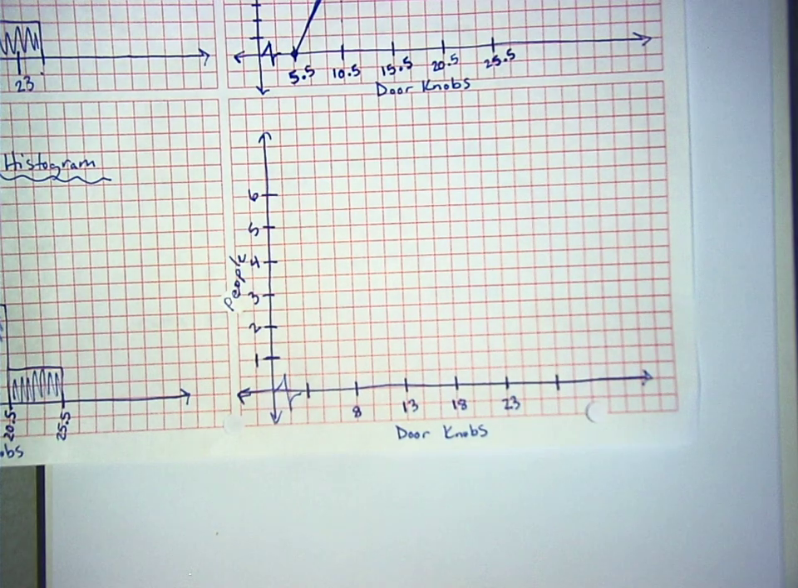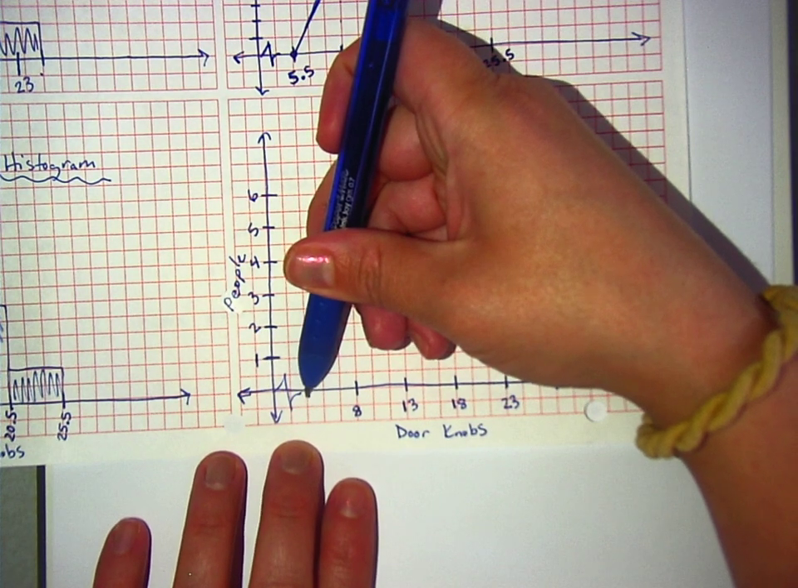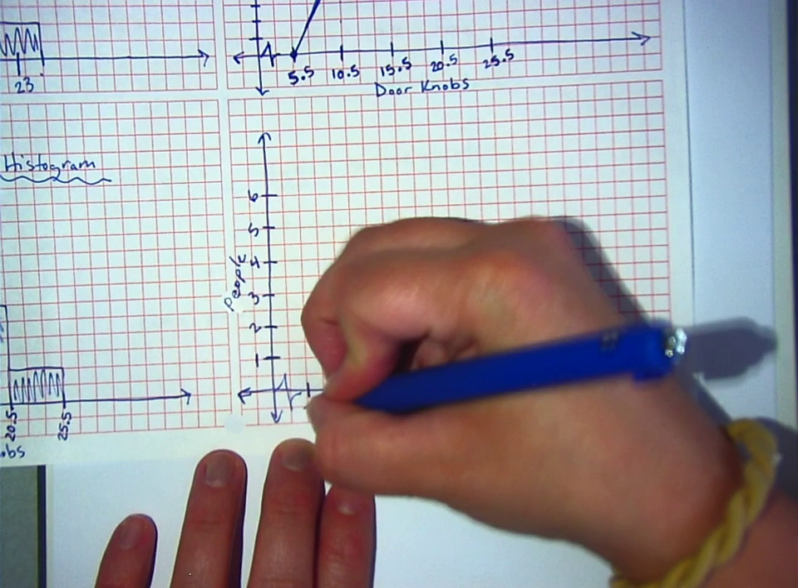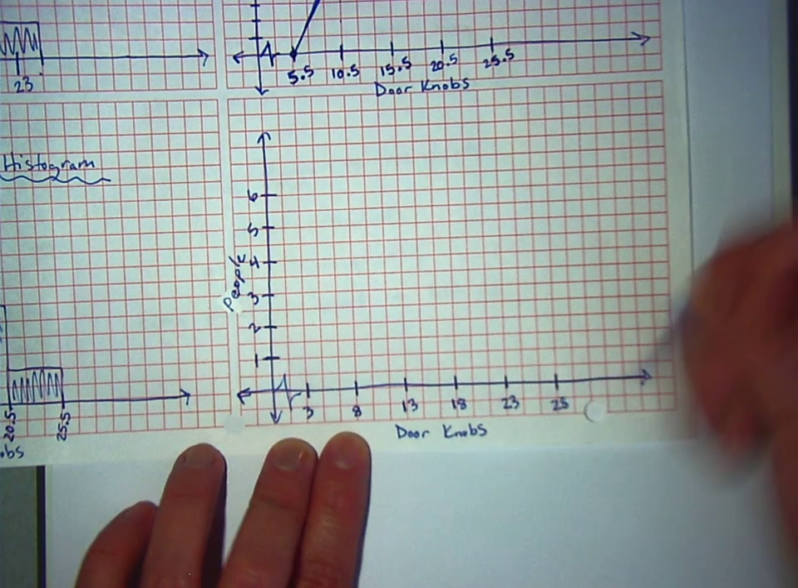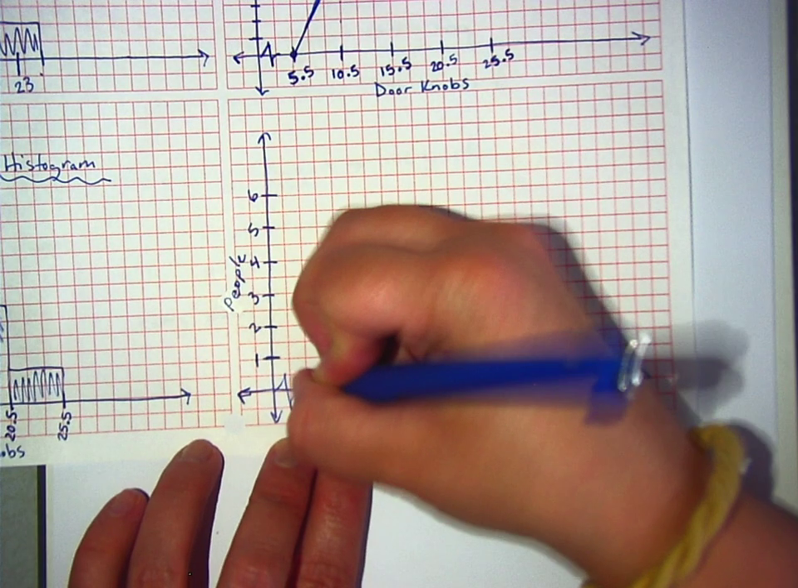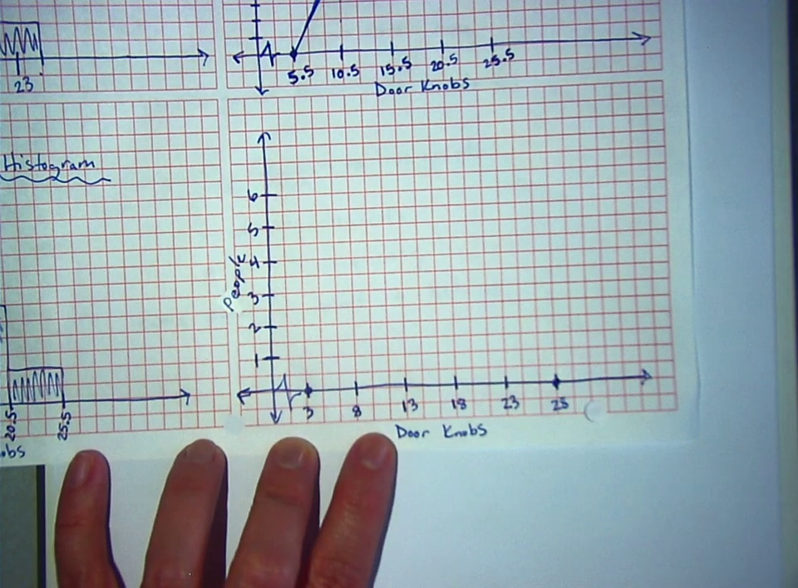What is it jumping by? 5s. So what would this one be if it was the same distance? 3, and this one up here? 28. Since it's a polygon, I'm going to start on 0 and I'm going to end on 0.